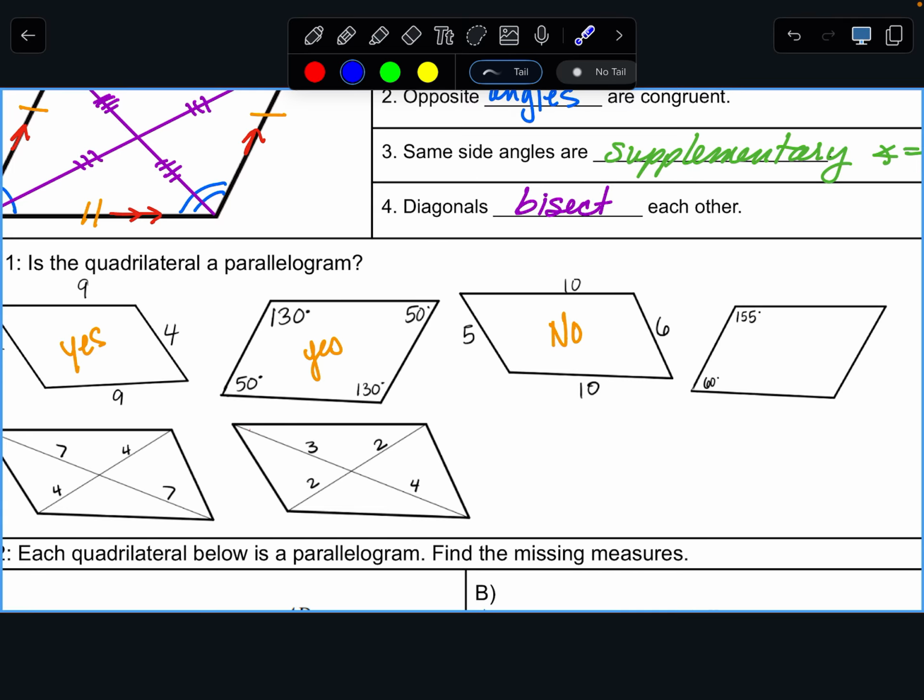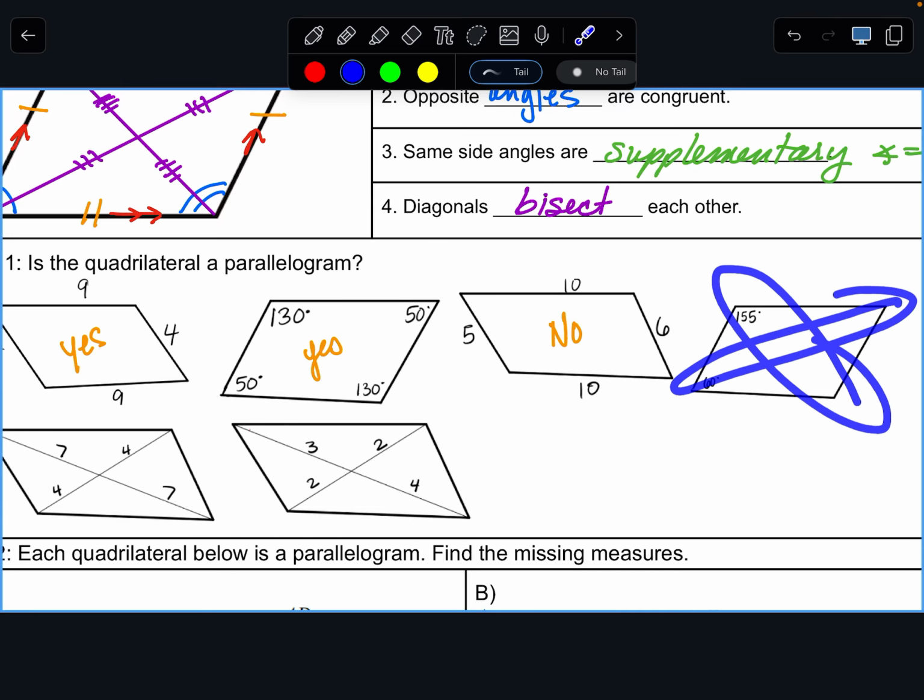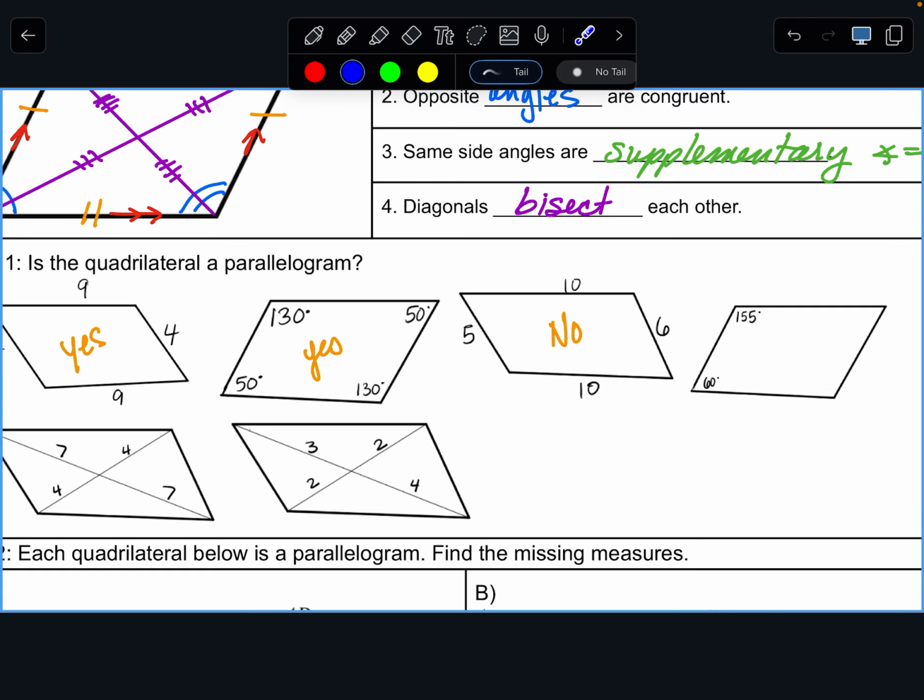When I look at the fourth one, first of all, I don't know the opposite ones, so that doesn't help me right now. But what I do know is something about those. Those are supposed to equal 180. Do they? That's 115 or 215, right? Isn't that 215? Yeah. Because this is supposed to equal 180. So that's a no. The same side angles have to equal 180 degrees.